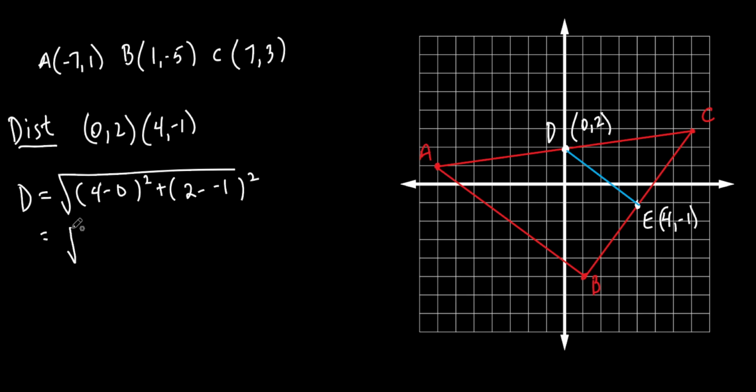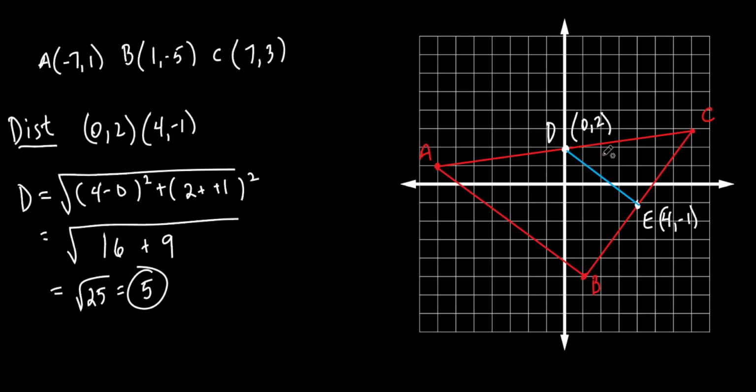All right, keep the square root. Don't be lazy and just say I'll put it there later because a lot of people forget. 4 minus 0 is 4. What's 4 squared? 16. 2 minus a negative. What's minus a negative? Plus. So it's 2 plus 1, which is 3. 3 squared is 9. This is the square root of what? 25, which is 5. So that's the length of this blue one right there. We'll put it in blue. So that length is 5, the distance.